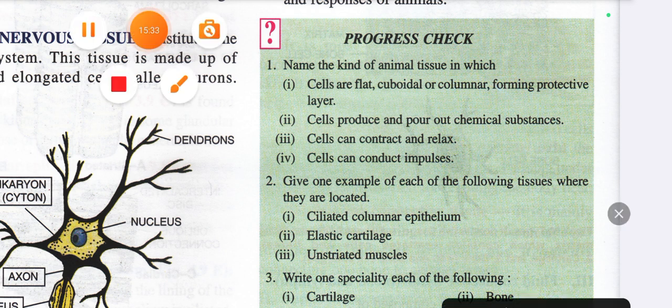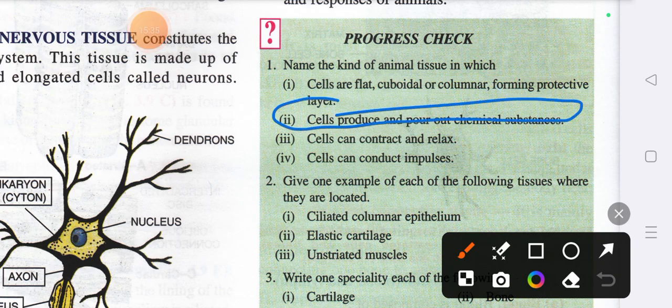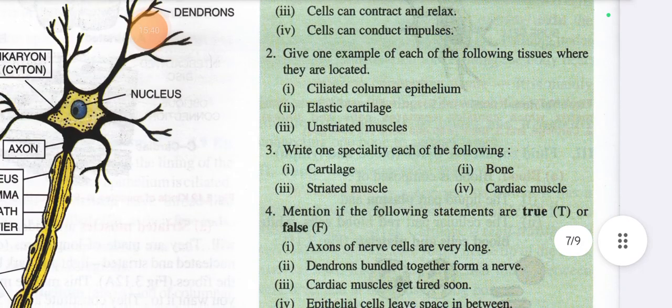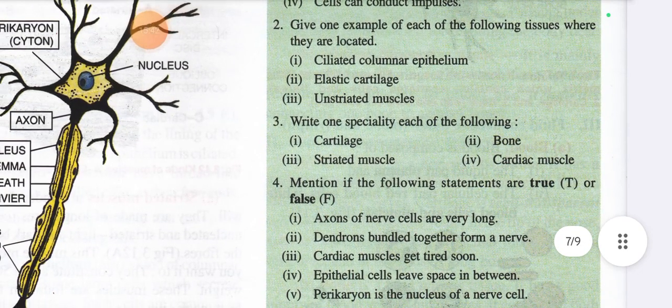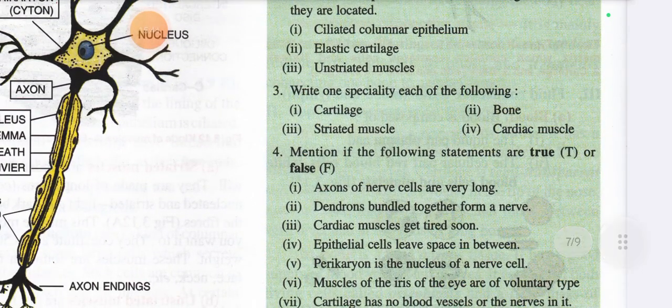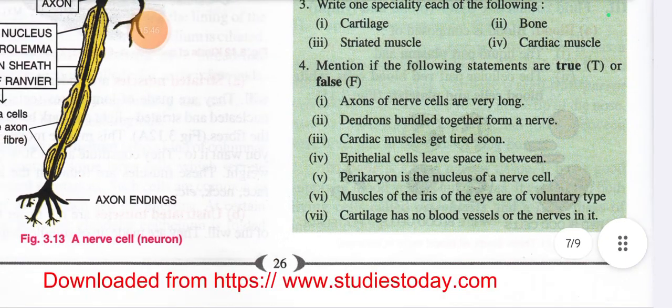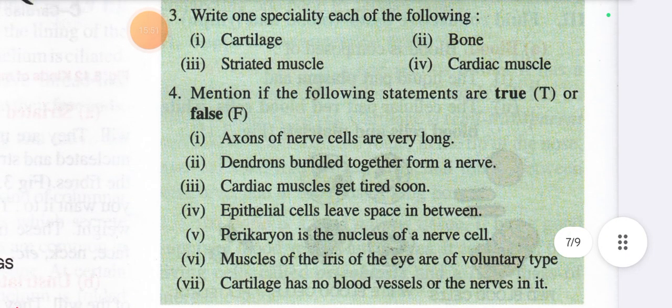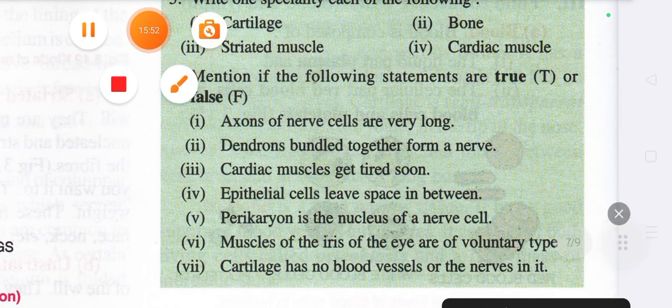I don't know, I haven't read it properly. Or let it be. Give an example of each of the following tissues and where they are located. Which one specifically? We will do this fourth one. These are too lengthy. Which one specially?